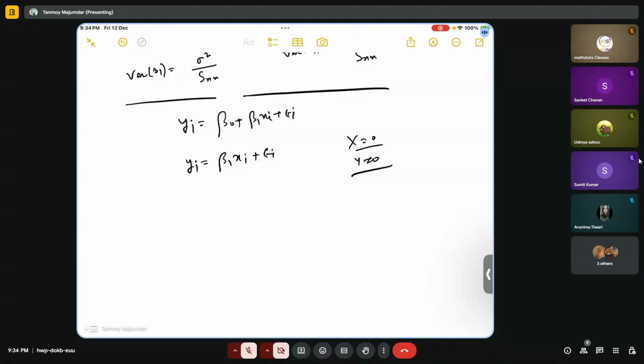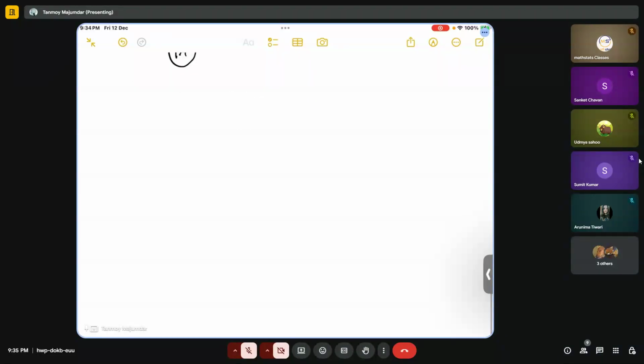In that case, we have only one parameter beta 1, and we can easily estimate beta 1 by the OLS method. In that case also, beta 1 will be of a similar form to the previous one. We can easily derive that using the OLS method. I am just skipping that part.